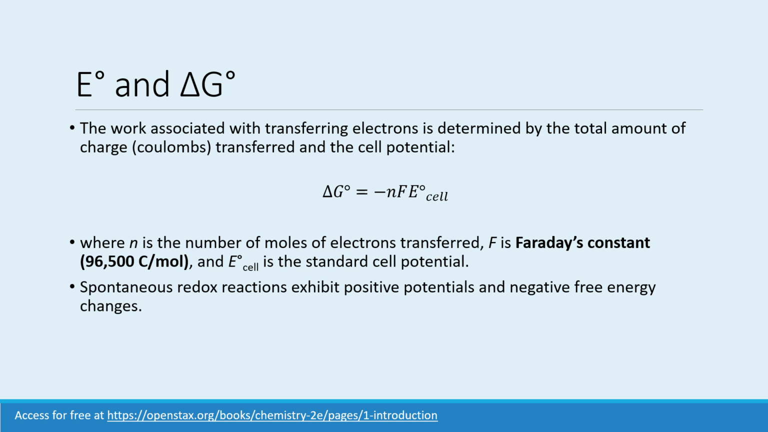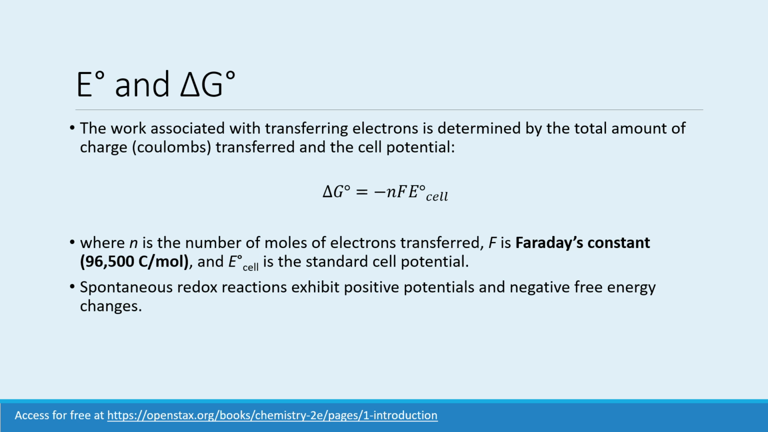a system can perform. And when it comes to cell potentials, the work associated with transferring electrons is going to be determined by the total amount of charge in coulombs transferred and the cell potential. And so we get this equation that relates the standard free energy to the standard cell potential, where n is the number of moles of electrons transferred, and so that's going to come from our balanced redox reactions.